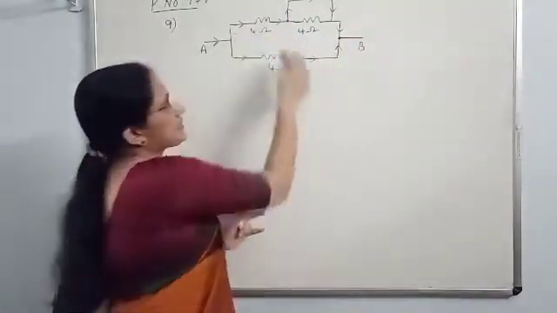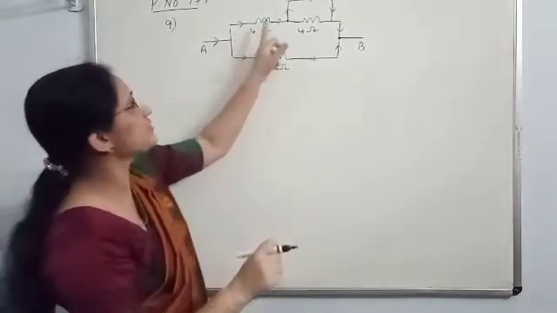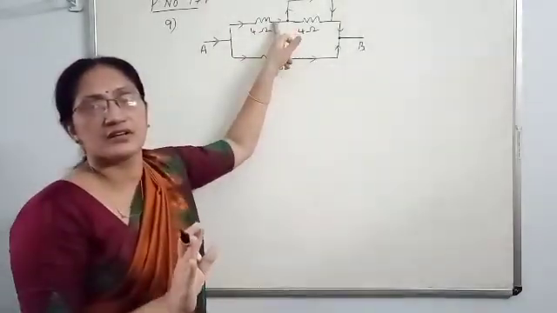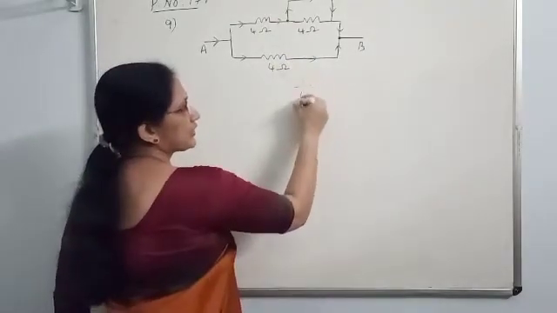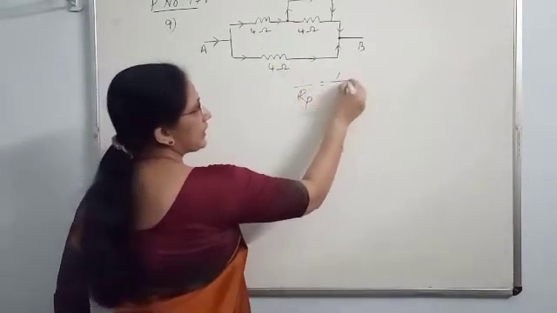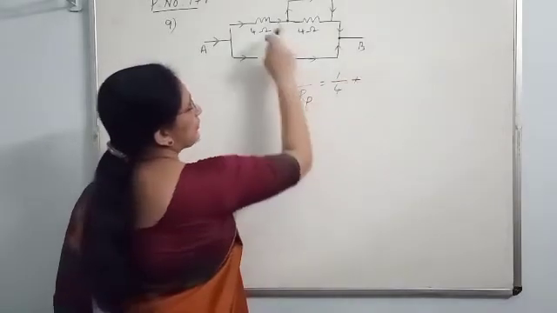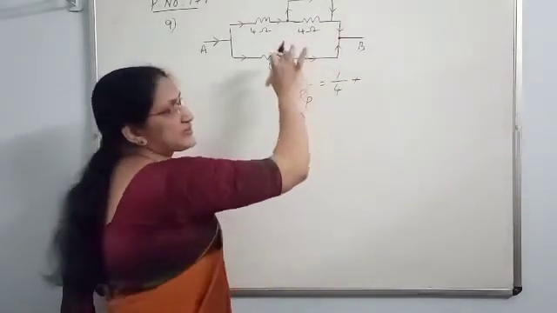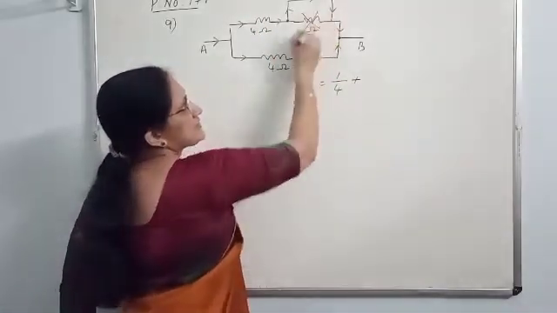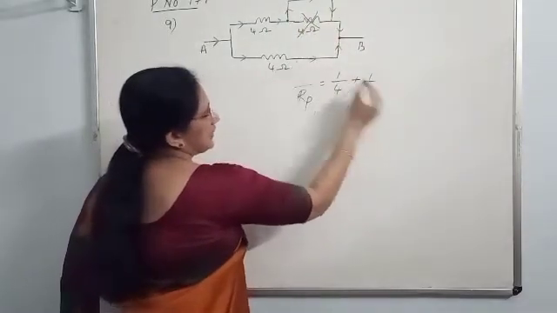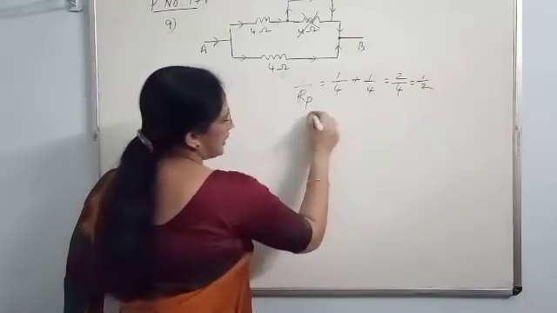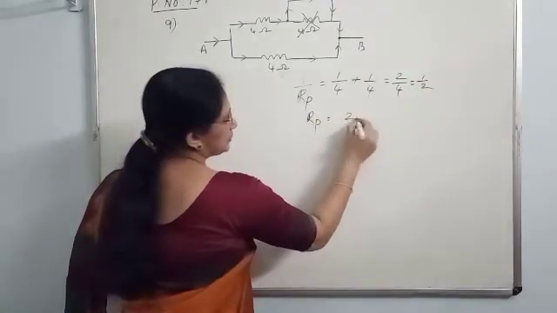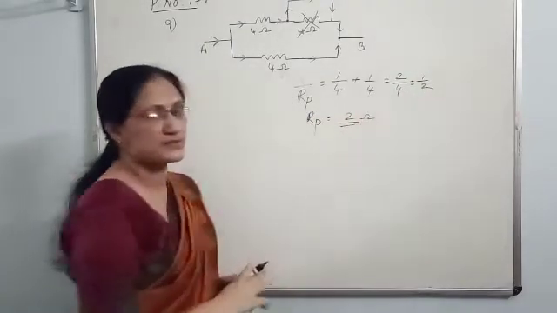So in effect, this upper branch has only one resistance, that is 4 ohm, and here 4 ohm. So you can find out the total resistance by the formula 1 by Rp is equal to 1 by 4. 4 ohm is the effective resistance of this branch. This resistance will not work. Here again 4. So 2 by 4 is 1 by 2. So Rp is equal to 2 ohm. Total resistance is 2 ohm.